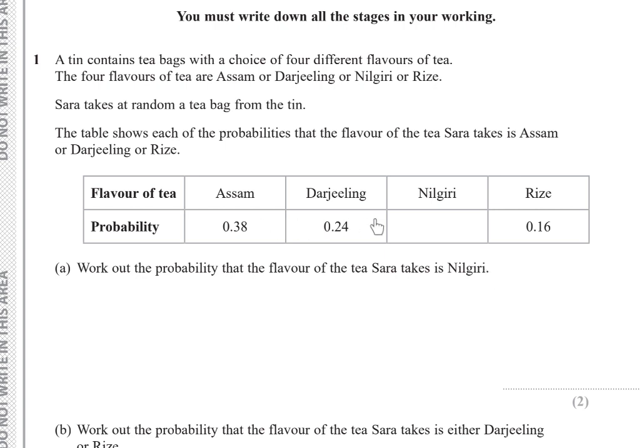The sum of all probabilities equals 1. To find this probability, 1 minus all. So 1 minus 0.38 plus 0.24 plus 0.16 equals 0.22.